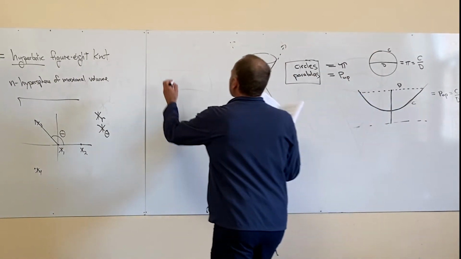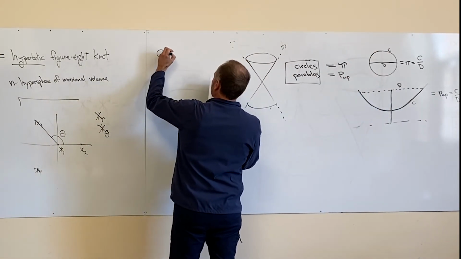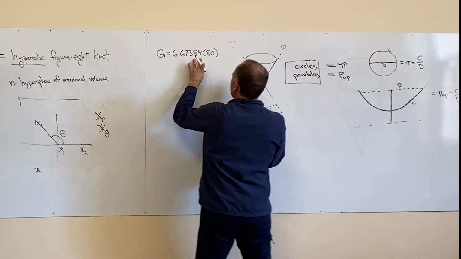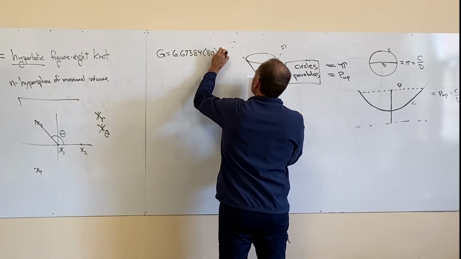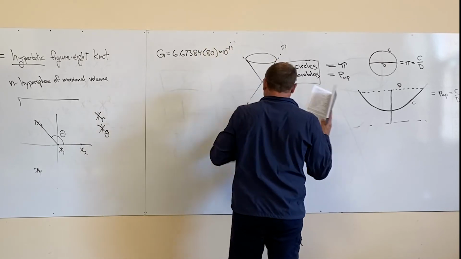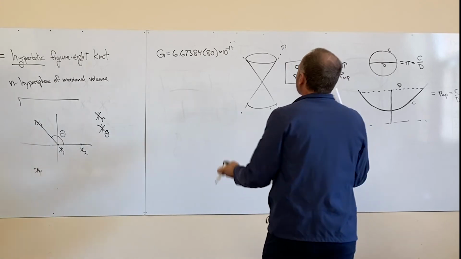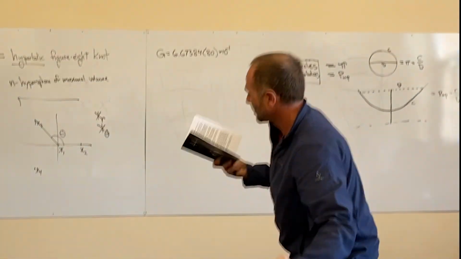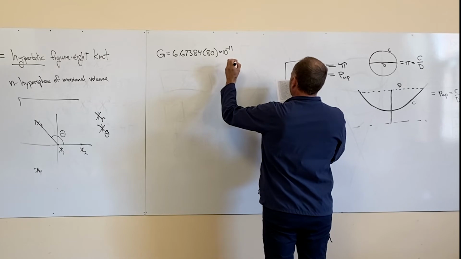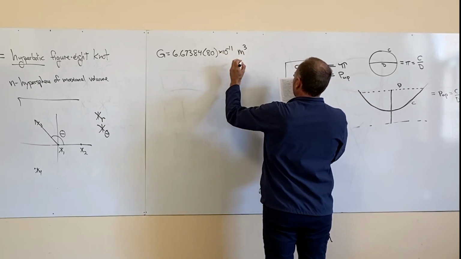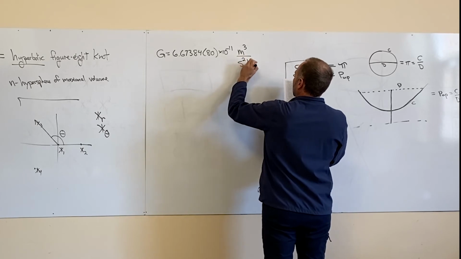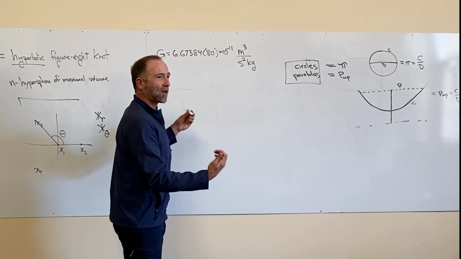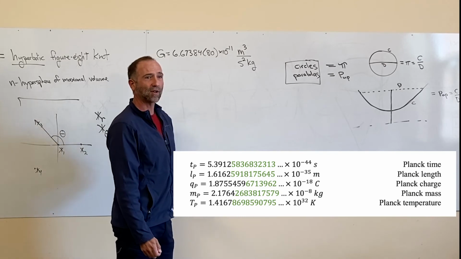We look up the gravitational constant online and find that its best known value is 6.67384, with an error of 80 in the 84, that's pretty bad error, times 10 to the negative 11. And then very importantly, we need to write down the units. The units are meters cubed over second squared kilograms. So that's where we're starting. We're also starting with the knowledge of the value for the Planck time, the Planck length, the Planck charge, the Planck mass, Planck temperature.